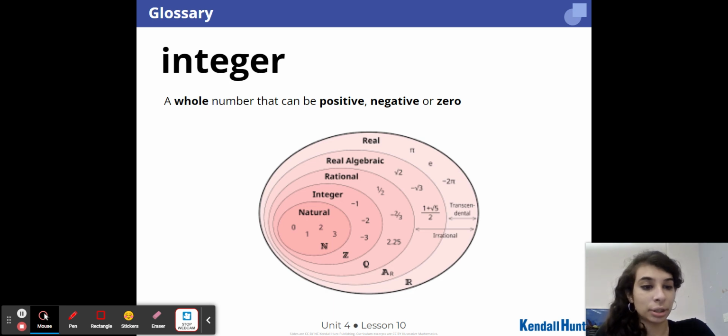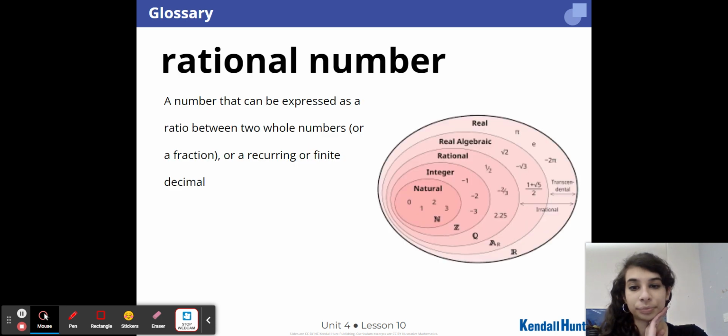When you are younger, you learn the idea of a natural number, and that is your counting number. So we're starting off 0, 1, 2, 3, 4, 5. An integer is a whole number that can be positive, negative, or 0. So it is -1, -2, -3, 0, 1, 2, 3, right? So it's both the negative and the positive and including 0.